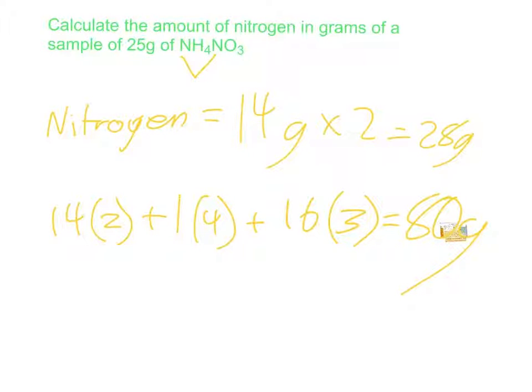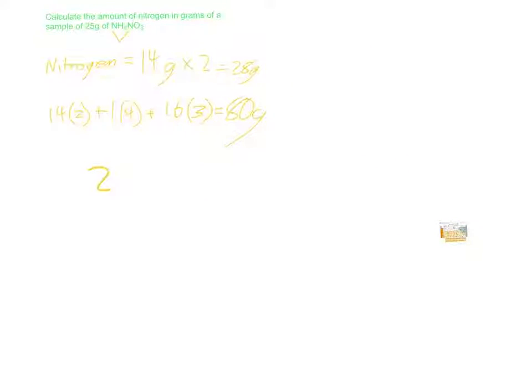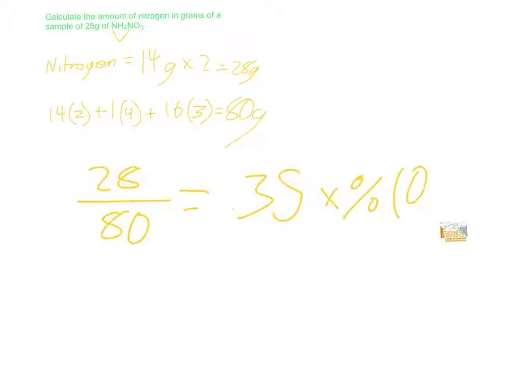So now that we have 80 grams and we have 28 grams, we need to find the percent of nitrogen inside this compound. So we do 28 divided by 80, which would be equal to 0.35. And then we multiply that by 100%, and we get 35%. So 35% of the mass is nitrogen.